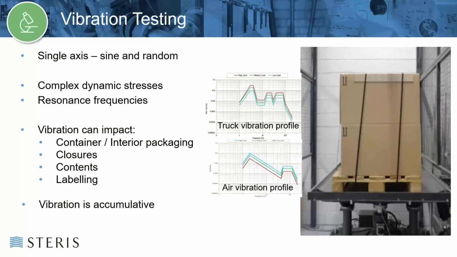Excessive movement of your product within the packaging is typically the cause of any issues that come out of this testing. So if your product is not tight enough in the boxes, you might see things vibrating and wearing away the packaging to create holes, or wear away the labels to essentially erase some of the data that's on there.